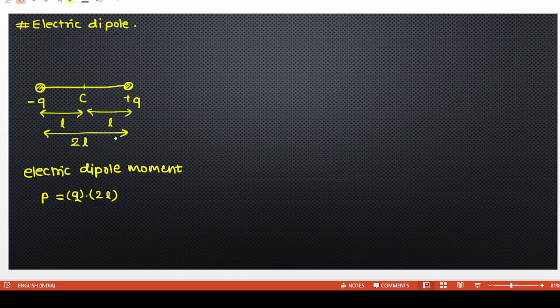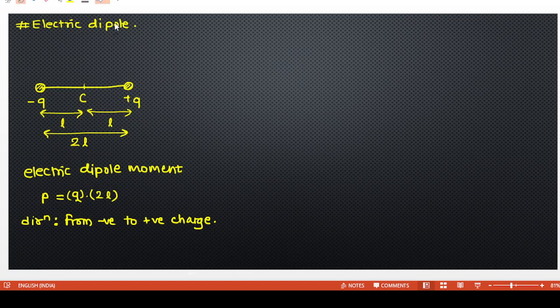2L is the length of the dipole, or separation between charges, and small l is half the length of the dipole. This is a vector quantity. Its magnitude is q into 2L, and by convention its direction is from negative charge to positive charge. Write down: direction is from negative to positive charge.